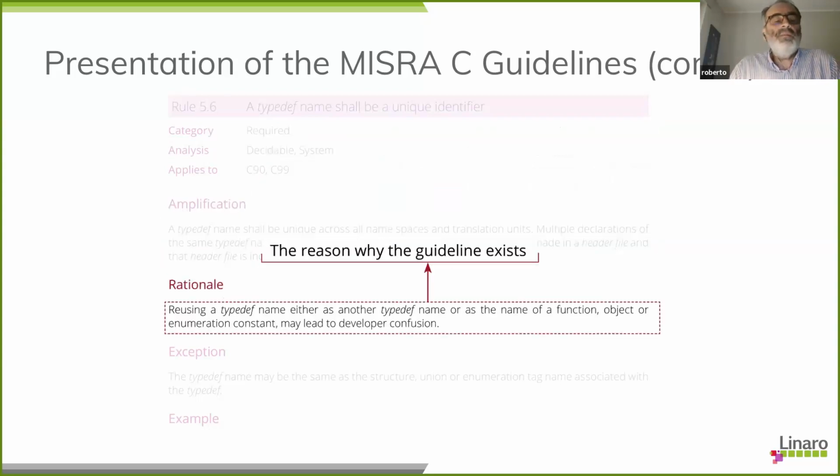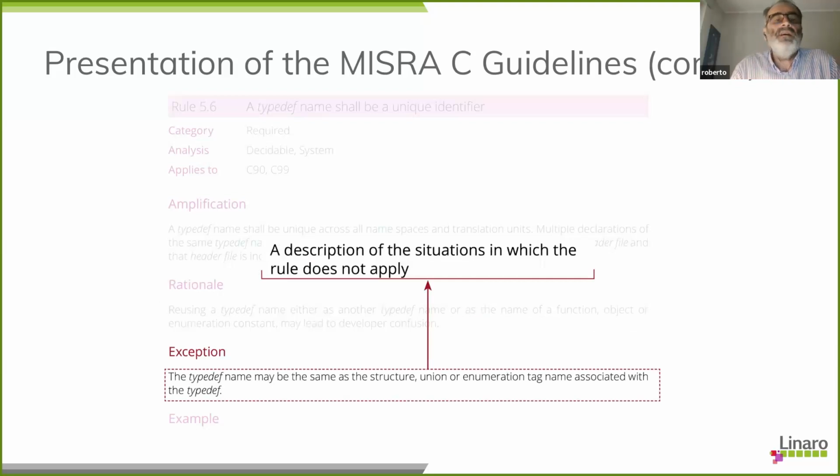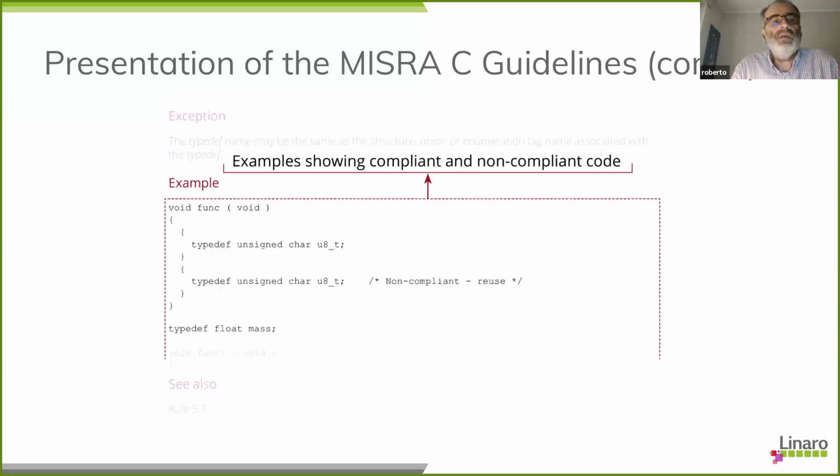There is a section about the rationale, explaining to programmers why the rule is there. This is essential in order to encourage adoption. Programmers have to be reminded of why there is a certain guideline and why it is important to comply. In some cases, rules do not apply to certain situations, and for such rules there is a section called exception that details the circumstances in which the rule doesn't apply. And there always is a section called example showing compliant and non-compliant code.